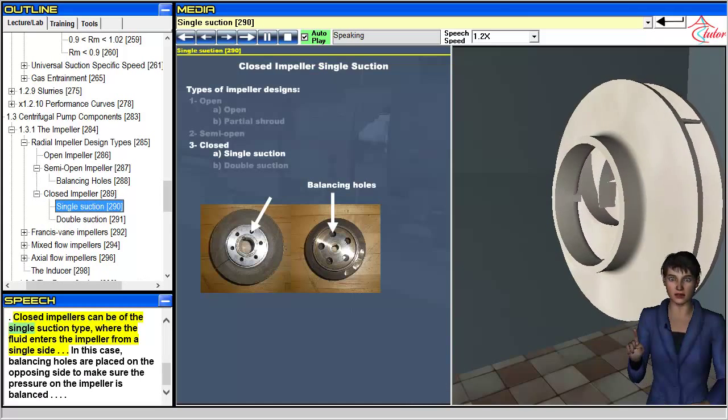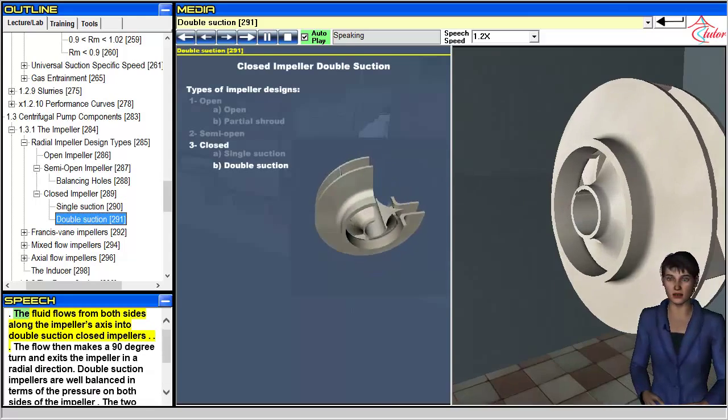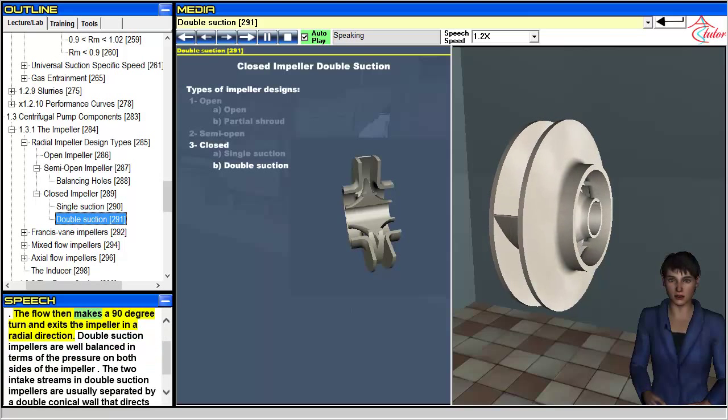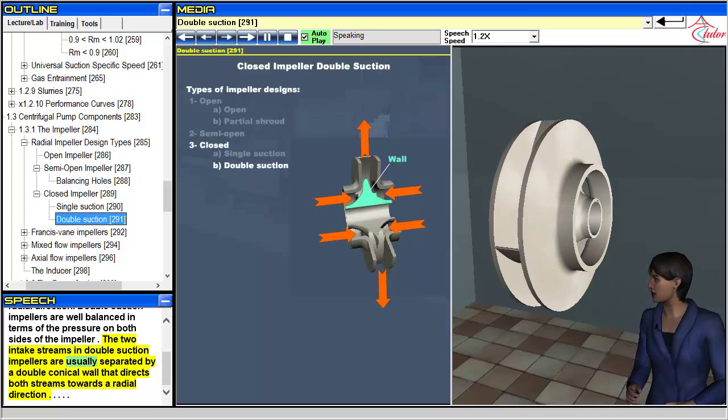Closed impellers can be of the single suction type, where the fluid enters the impeller from a single side. In this case, balancing holes are placed on the opposing side to make sure the pressure on the impeller is balanced. The fluid flows from both sides along the impeller's axis into double suction closed impellers. The flow then makes a 90-degree turn and exits the impeller in a radial direction. Double suction impellers are well balanced in terms of the pressure on both sides of the impeller. The two intake streams in double suction impellers are usually separated by a double conical wall that directs both streams towards a radial direction.